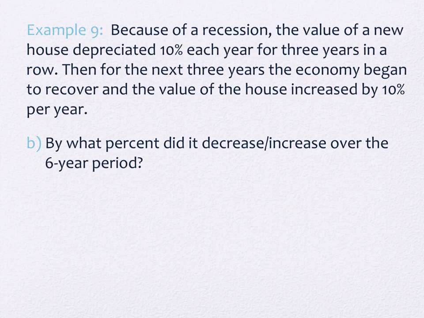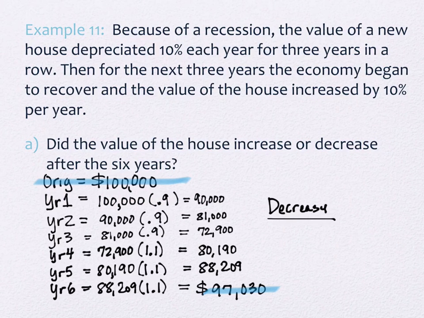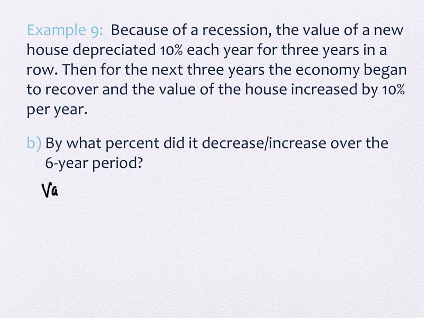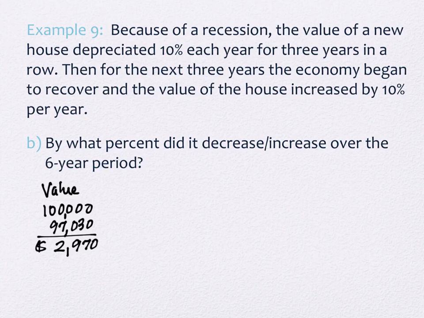Part B asks us, by what percent did it increase or decrease over the 6-year period? Well, we know it was originally worth 100,000 and now it's worth 97,000. So what was the decrease in value? It was 100,000 and now it's 97,030, give or take. 2,000 what? 2,970. This is the value that we lost. Right? We lost almost $3,000 in the value of the house.